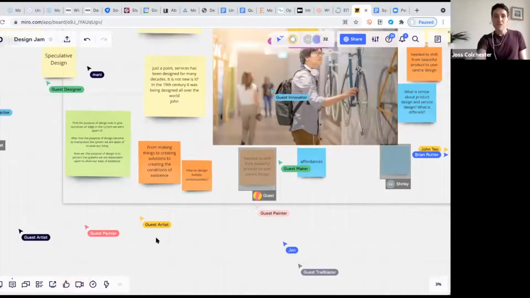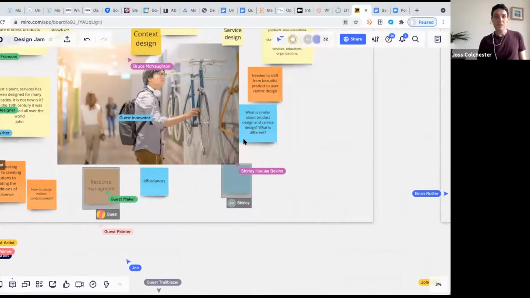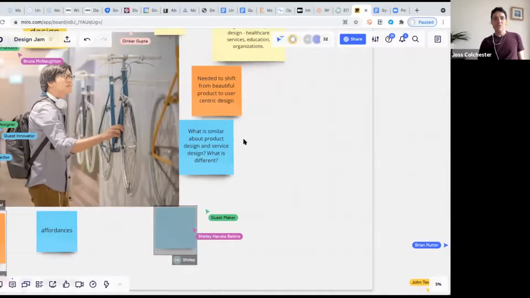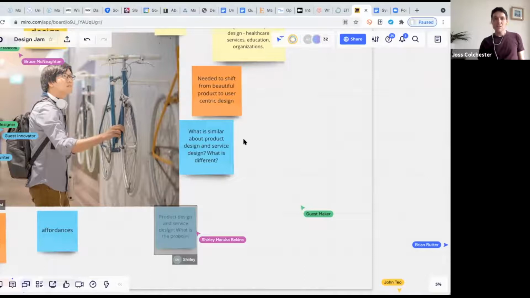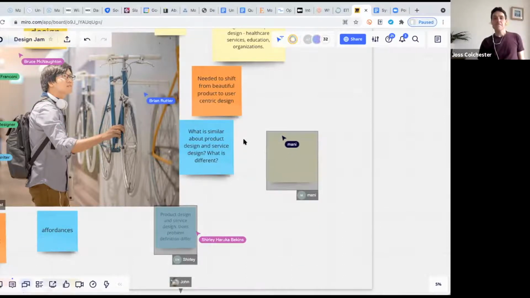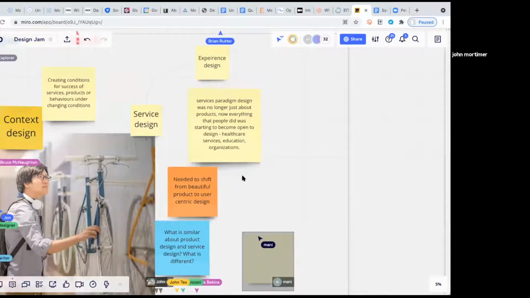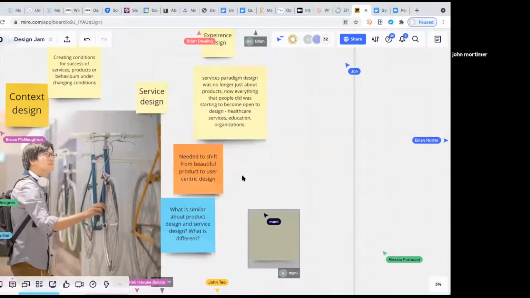Great. So resource management, affordance. What is similar about product design and service design? What is different? Need to shift from beautiful products to user-centered design. Who is this? Do you not think we've already done that to some extent? I mean, user-centered design's been around for a while. Joss, it's John here. You asked a question about the one that says services have been designed for many decades. It's not new, is it?